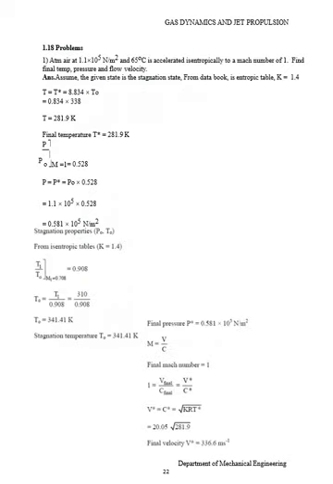So it is the first problem. Atmospheric air at 1.1 into 10 power 5 Newton per meter square and 65 degrees Celsius is accelerated isentropically to a Mach number of 1. Find the final temperature, pressure and flow velocity. Assume the given state is the stagnation state.